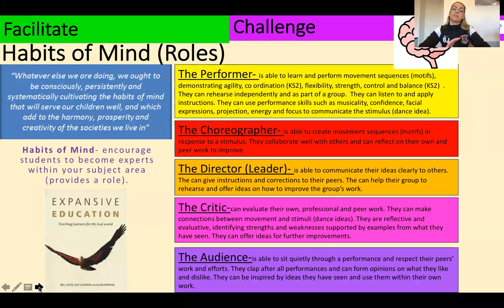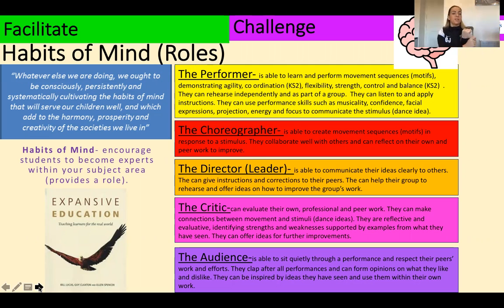And this is another strategy that I use to really challenge our students, but also really include all of our students within the lesson. These are called habits of mind. I really like the idea of these because it encourages our students to become experts within our subject area. So what I want you to do is think about dance and look at how I've broken this down. You've got the performer, and I've given some of the key language from the criteria from the PE curriculum, so you can start to utilize that within your language during your lesson.